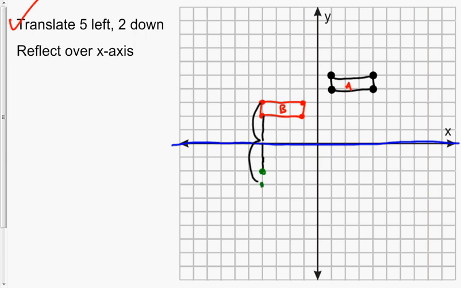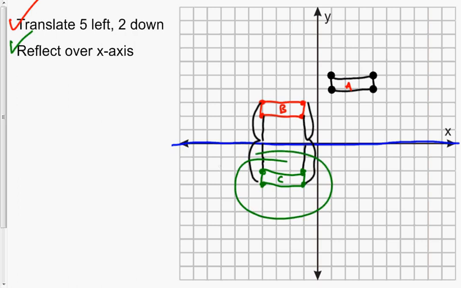Here's that one. 2 away, so I go too far there. And then the other one was 3 away, 3 away. So there's my other 2 points, here and here. So this is my final shape. We'll say shape C, after doing a translation 5 left and 2 down, and then reflecting across the x-axis. So that's where we end up.